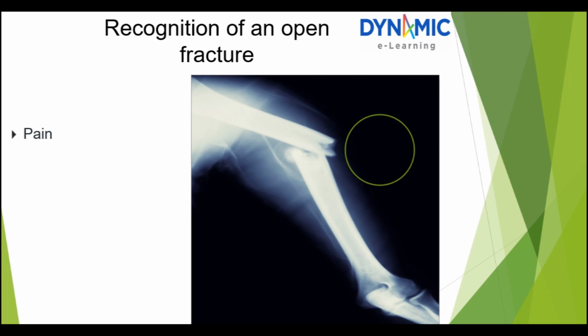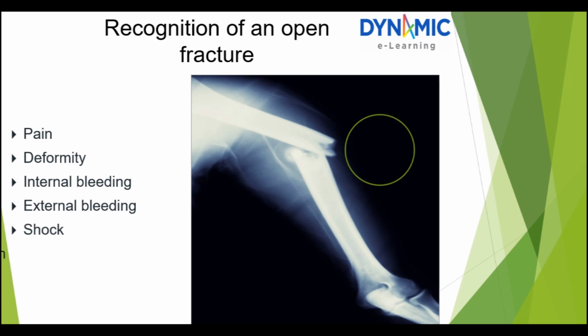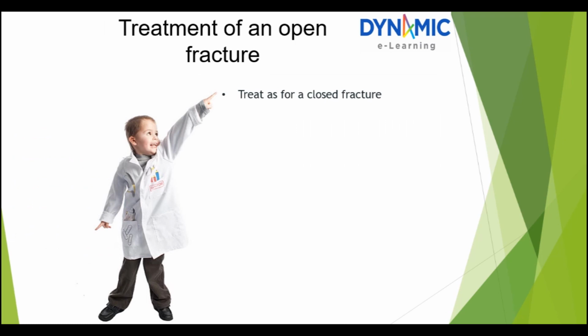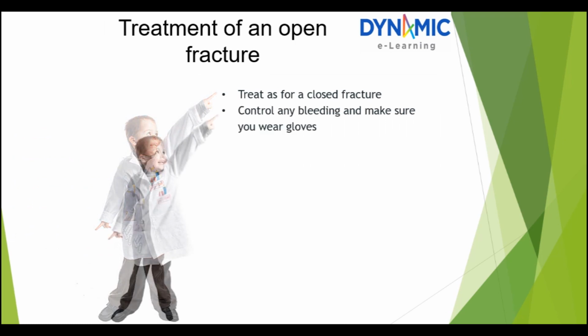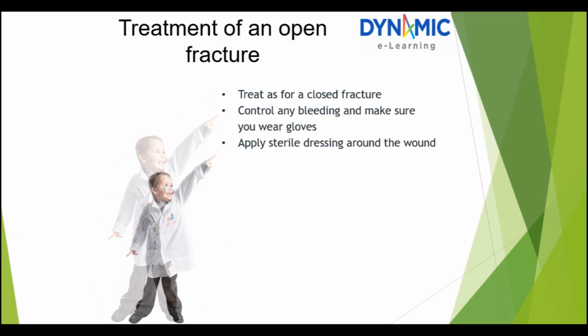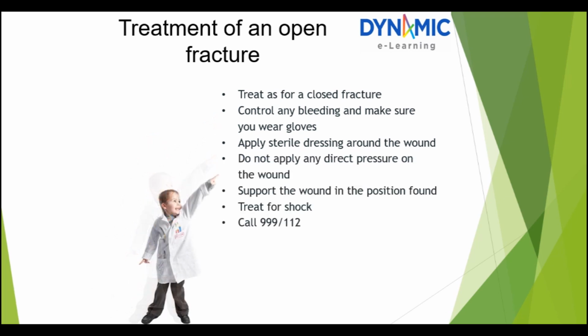Recognition of an open fracture: there will be pain, deformity, internal and external bleeding and shock, and a very high risk of infection. So treatment for an open fracture, we treat as any other fracture. Control any bleeding, make sure you wear gloves. Apply sterile dressing around the wound. Do not apply any direct pressure on the wound. We support the wound in the position found, treat for shock, call for an ambulance.